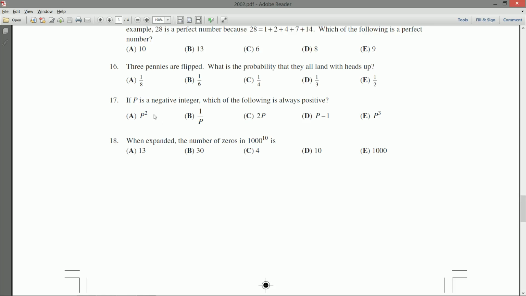That's okay. How about we just take a random negative number, just any negative integer, and we'll see which of these turn out to be positive. What we can do is, for example, take negative 2. And when you take negative 2, we can compute p squared, and 1 over p, and 2p, and p minus 1, and p cubed. And if any of those at all turn out to be not positive, then that will rule it out. So, for example, C.